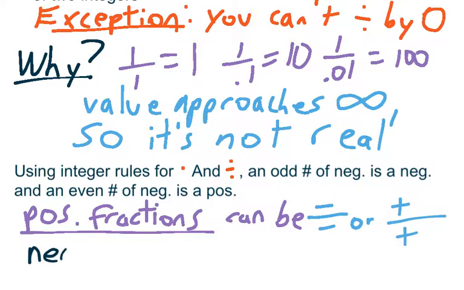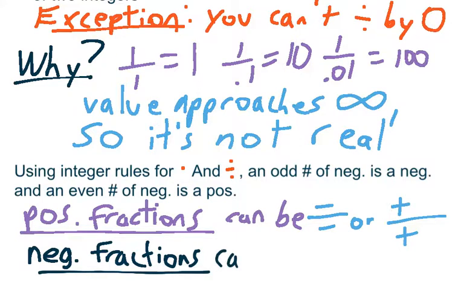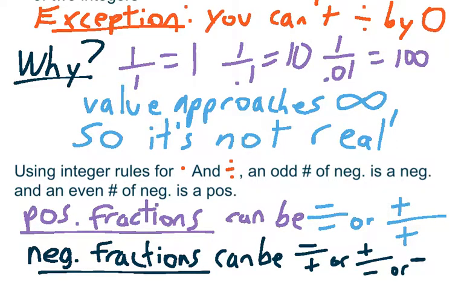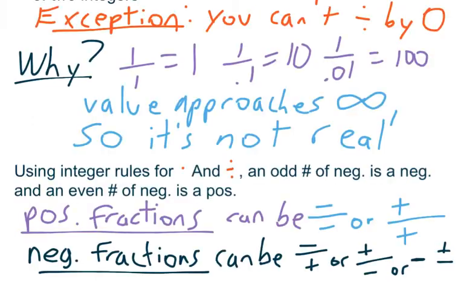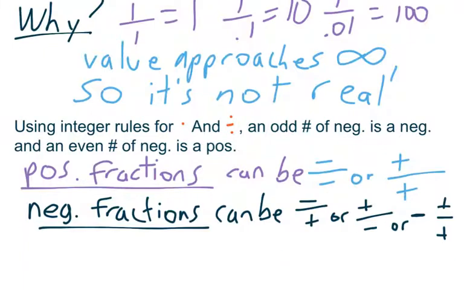And then negative fractions, using our integer rules, they can be written one of three ways. Negative fractions can be a negative over a positive, or a positive over a negative, or, and this is the different way, a negative and then a positive over a positive. And that's really read like the opposite of a positive over a positive. That's because you have an odd number of negatives here. There's just one. And then that's just the opposite of a positive answer, which is negative.